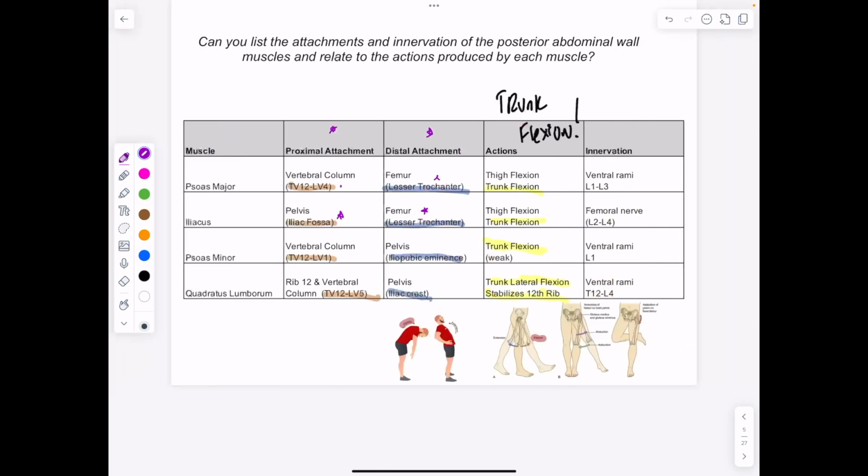You can see it's attached here. And both of these are doing thigh flexion, as we said, for the psoas major, L1 to L3. Iliacus is the femoral nerve, so L2 to L4. And then psoas minor is vertebral column, TV12 to LV1. So let's take a look.